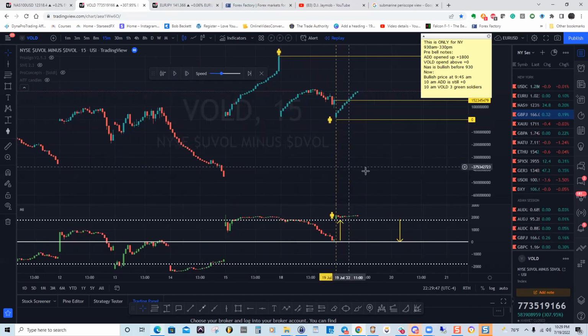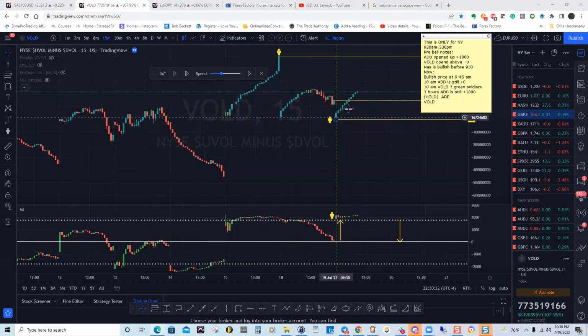Now it's a 12:15 little rip at 12 o'clock. So from 9 to 12, 3 hours. So then I come over here, probably say, oh, I'm gonna get a trade. I don't know. So 3 hours, ADD is still plus 1800. What does that mean? That means all day, every day, ADD, hold. What else? And the VOLD has how many green candles? Wow, multiple, right?